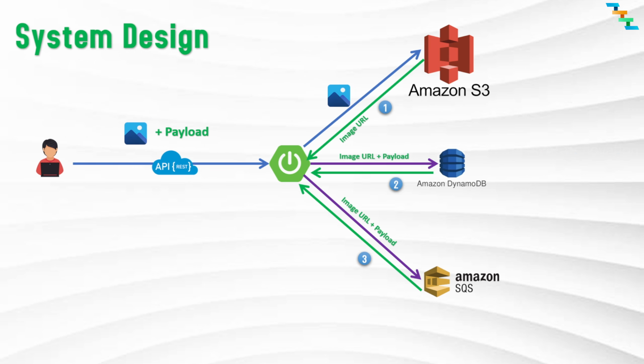And this is the system design which we are going to cover in this video. Here we will be having a REST endpoint. This REST endpoint has a payload plus an image as a multipart file. We will persist this image to the S3 bucket, and then we will get the image URI where the image is stored in the S3 bucket. Then we will persist this image URI plus the payload information, which we get in the POST request, to Amazon DynamoDB, and then we will be sending this information to the SQS queue. So this is what we are going to cover in this particular video.